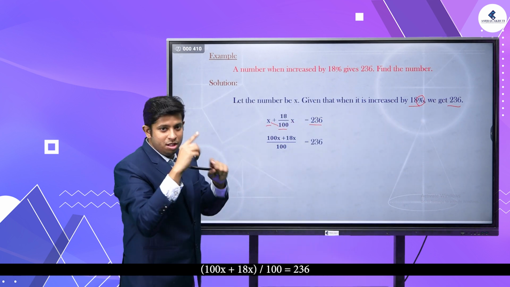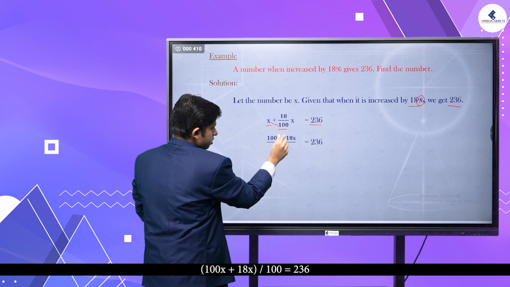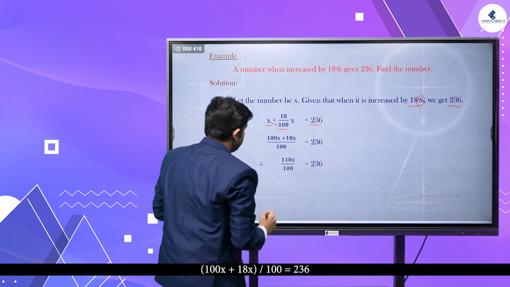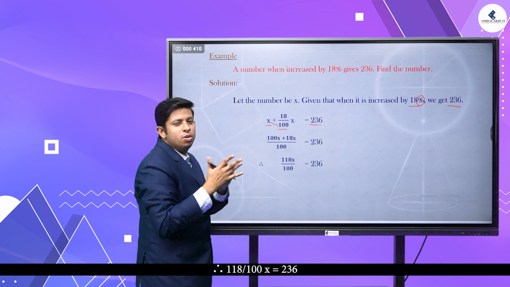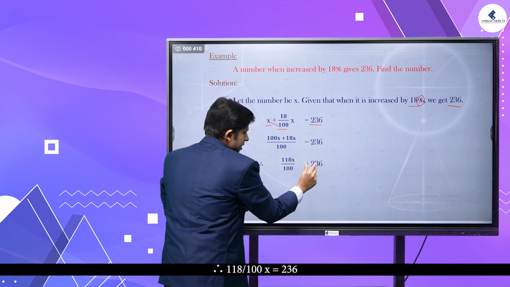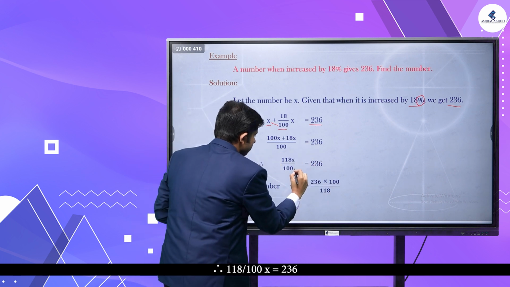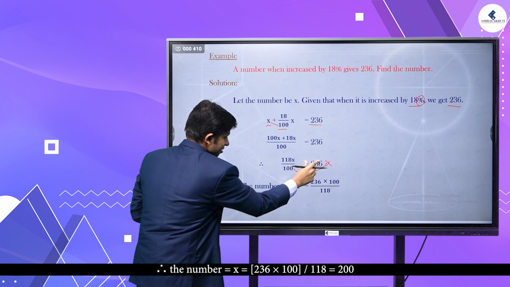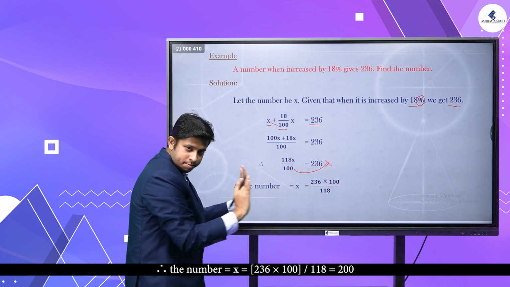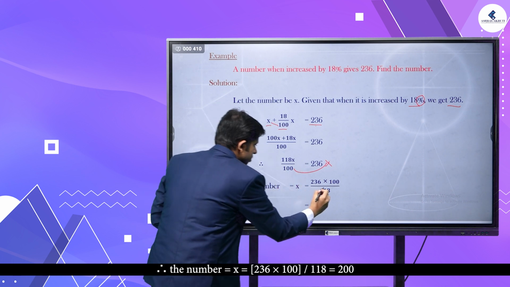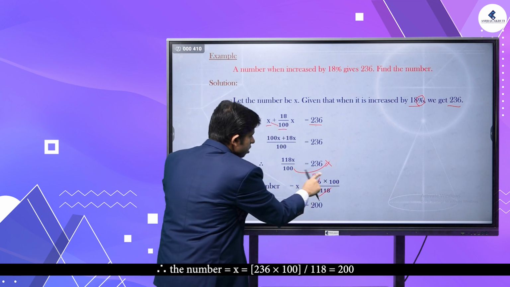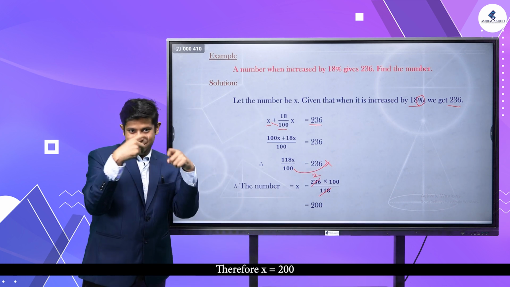100x plus 18x by 100 is equal to 236. 100x plus 18x is 118x by 100 equals 236. The number x equals 236 into 100 by 118. 118 times 2 is 236. Therefore, x is equal to 200.